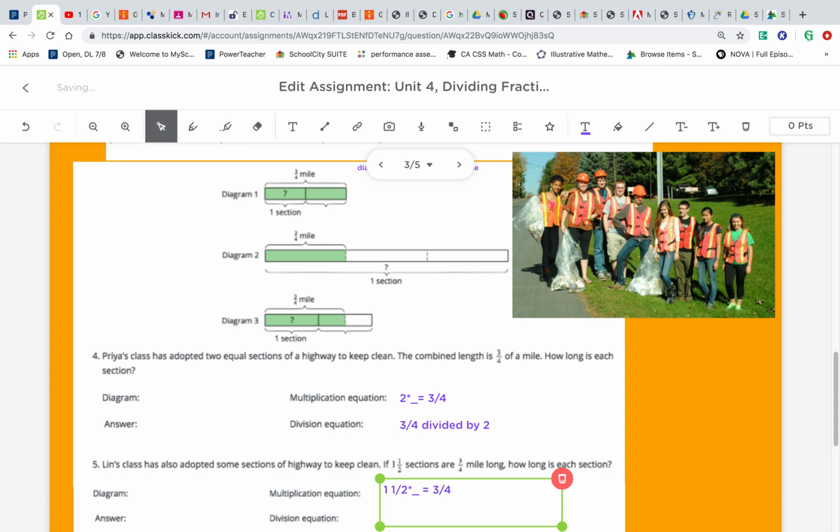For the division equation, we can think about it as taking this 3/4 of a mile and splitting it up into 1.5 sections. So we could say it's 3/4 divided by the 1.5. So that would be the way to think about that there.